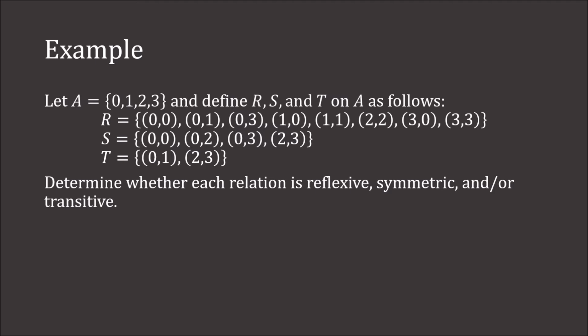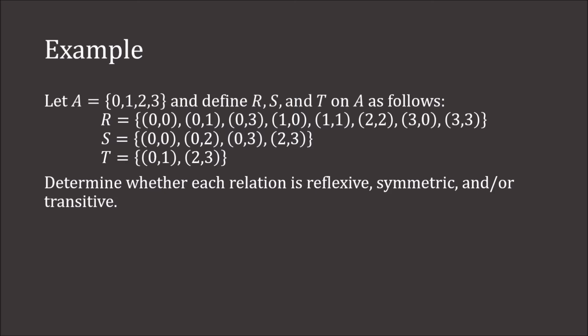So we have a finite set here. We have the set A of 0, 1, 2, and 3. We define three relations, R, S, and T, on A as follows. R is (0,0), (0,1), (0,3), (1,0), (1,1), (2,2), (3,0), and (3,3). S is (0,0), (0,2), (0,3), (2,3). T is (0,1) and (2,3). So we want to determine whether each relation is reflexive, symmetric, and or transitive.